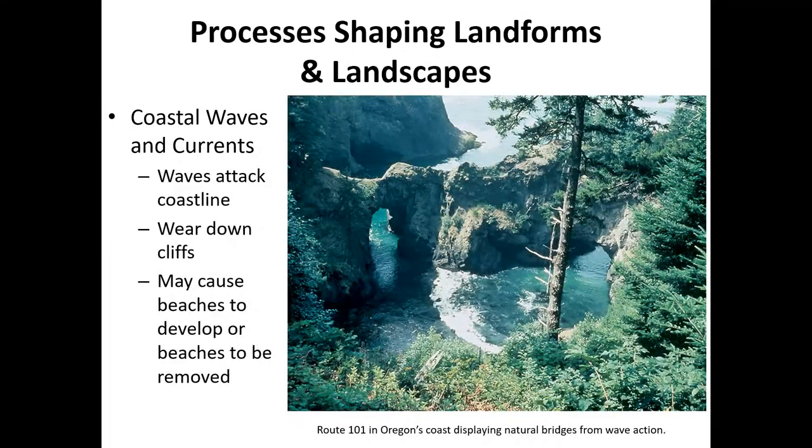Coastal processes can also shape landscapes. Waves along coastlines can break down rock formations and cause beaches to develop and so on. This particular picture is along Route 1 on Oregon's coast. It displays natural bridges that have formed from wave action or wave erosion. Occasionally, those natural bridges can collapse, and then you might have a pillar or a spot where a bridge used to be.